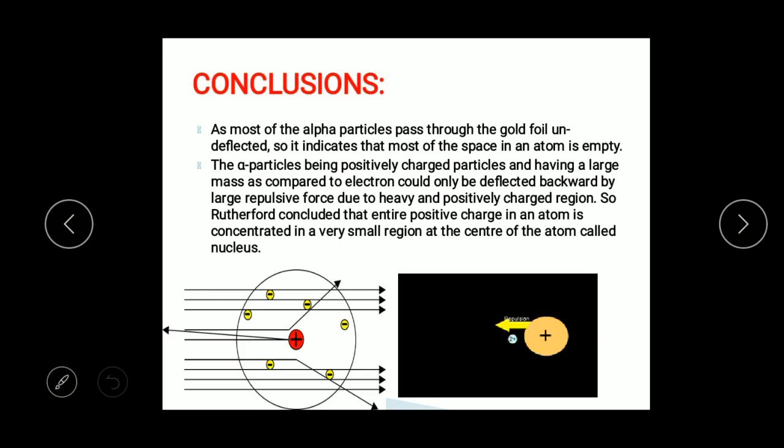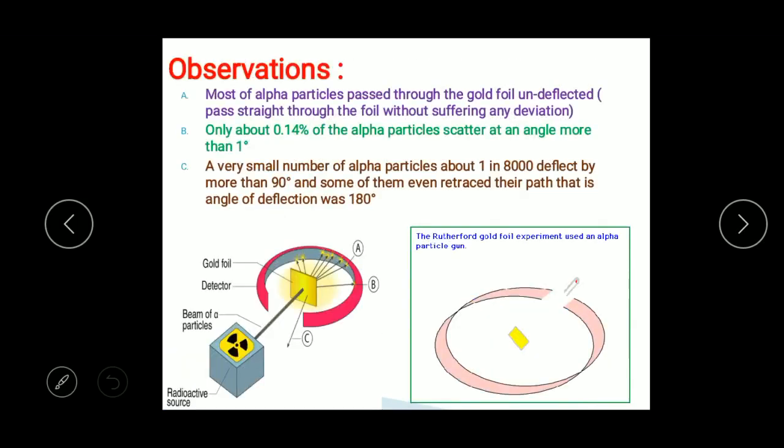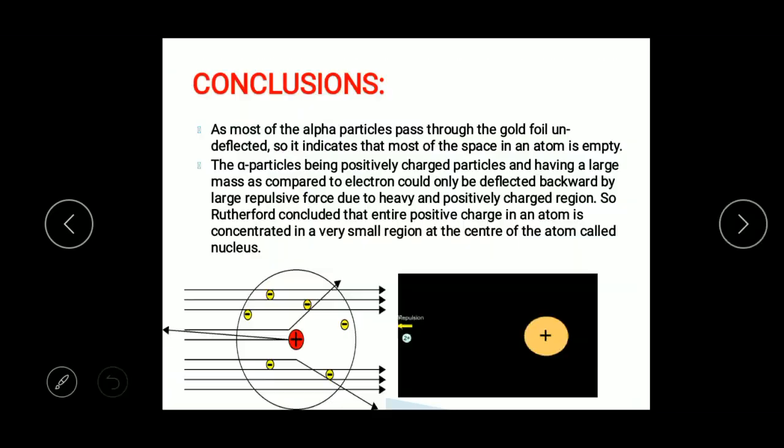So what is the reason for some alpha particles retracing their original path, or the angle of deflection being 180 degrees? The reason is that the alpha particles are positively charged particles. These alpha particles are deflected back due to some repulsive force. You know that like charges repel each other, and unlike charges attract each other.